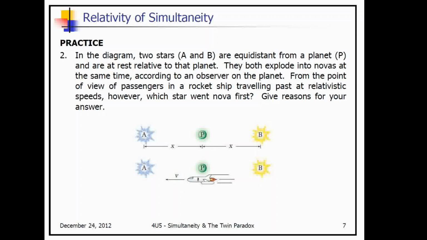Because the speed of light is the same, even if we're traveling at v, after adding in that relativity factor, the speed of light still remains constant. The light from A would reach the rocket ship before the light from B. And that's what would cause A to nova first and B to nova second for the observers in the rocket ship.